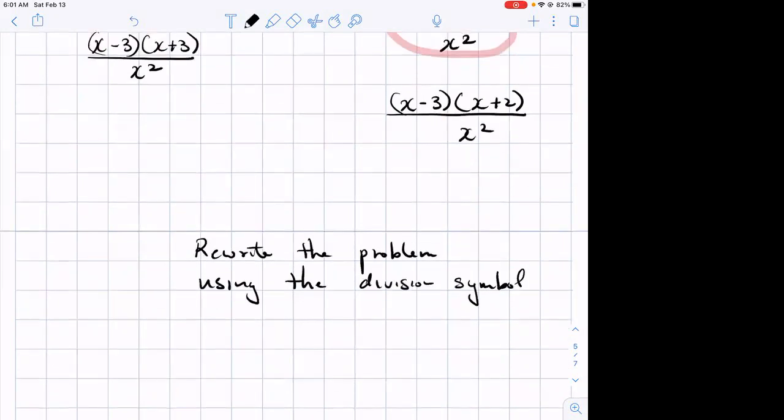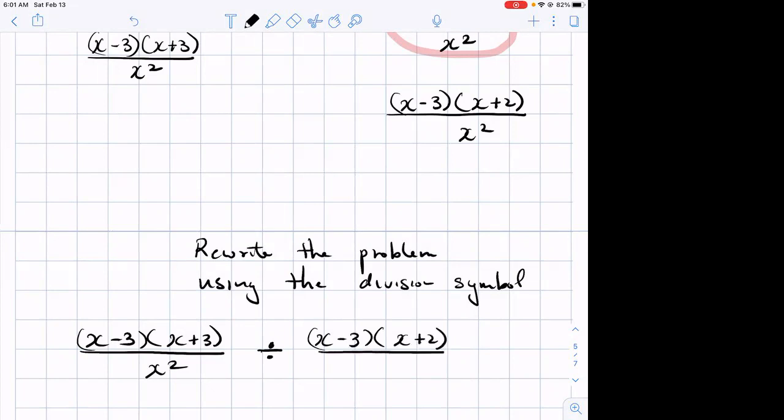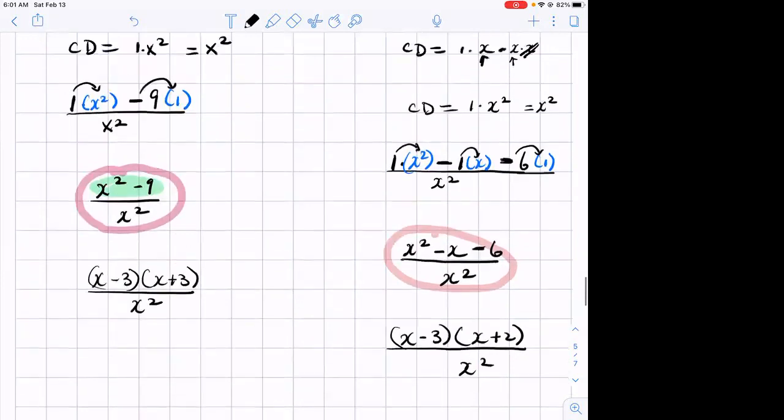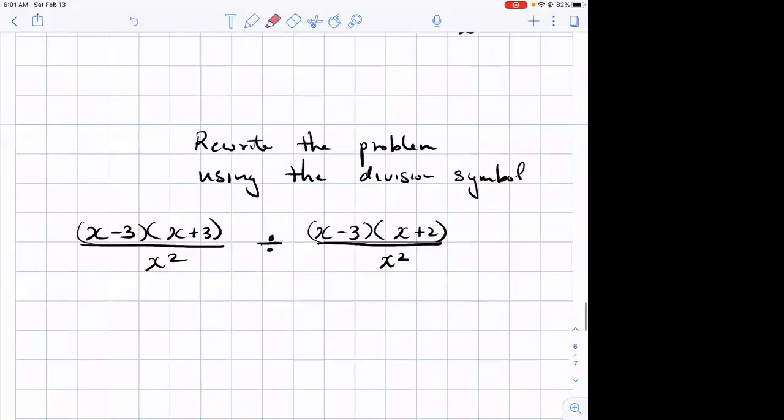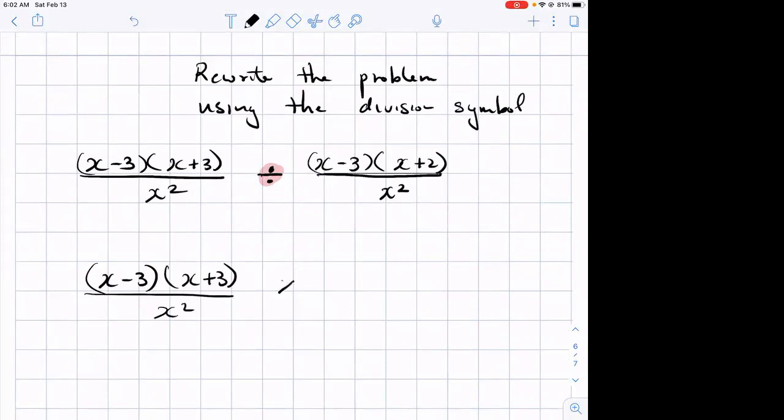So we have x minus 3 times x plus 3 over x squared divided by x minus 3 times x plus 2 over x squared. That's my division, because I know I had a division symbol here, right? The darker line always tells the division. Now, we have to change my division to multiplication. So this becomes x minus 3 times x plus 3 over x squared times, and don't forget I have to flip, so we have x squared over x minus 3 times x plus 2.